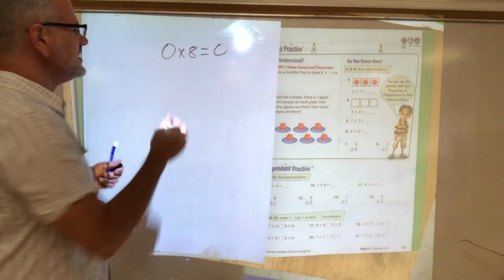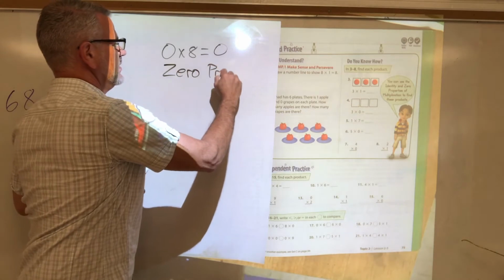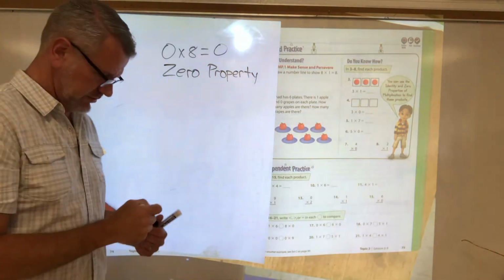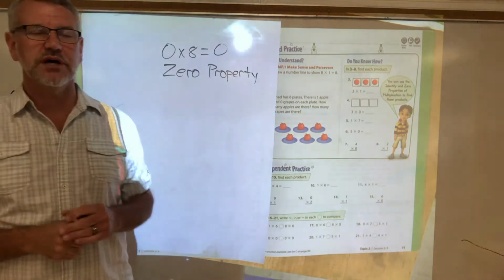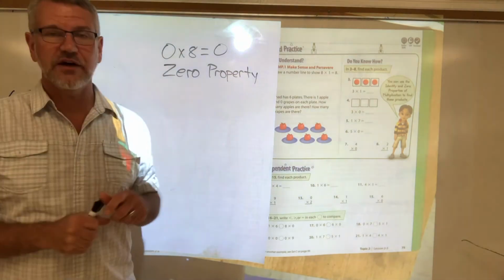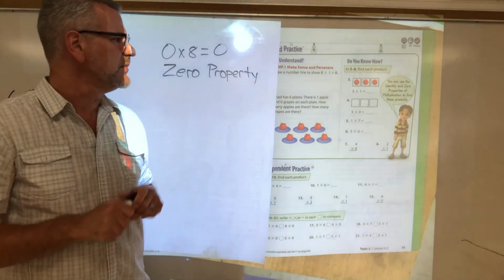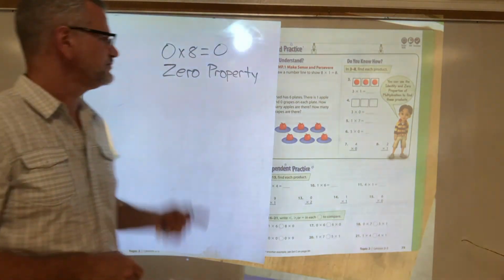Okay, that is called the 0 property of multiplication. And what the 0 property says is anything times 0 is 0. So remember the identity property, when you multiply times 1, you're going to get the other factor. You don't get 1 unless you're multiplying times 1, 1 times 1. But anytime you multiply by 0, you're going to get 0.